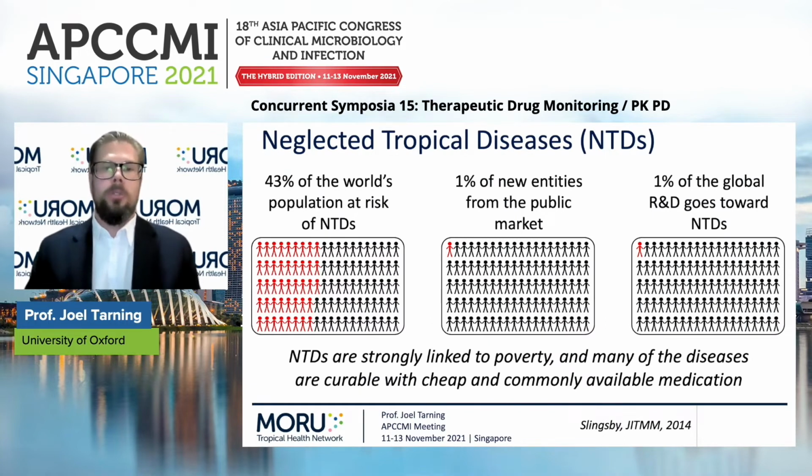We work with neglected tropical diseases, and 43% of the world's population are at risk of neglected tropical diseases. Yet only 1% of the new entities from the public market and 1% of the global R&D goes towards these entities. So these diseases are strongly linked to poverty, and many of them are curable with cheap and commonly available medication.